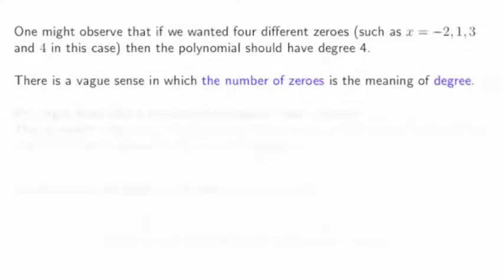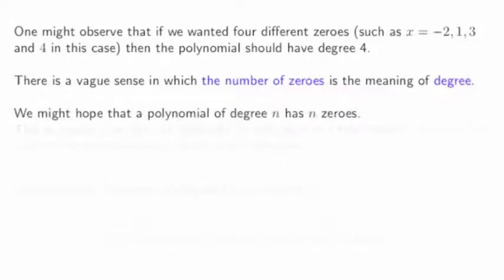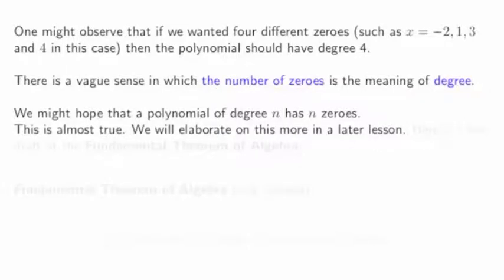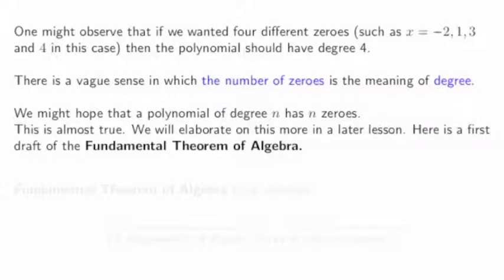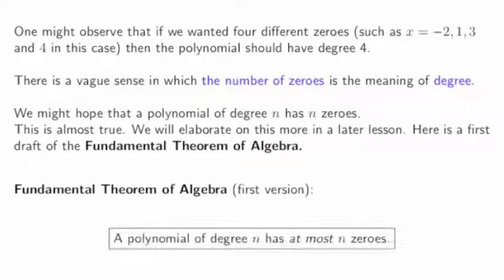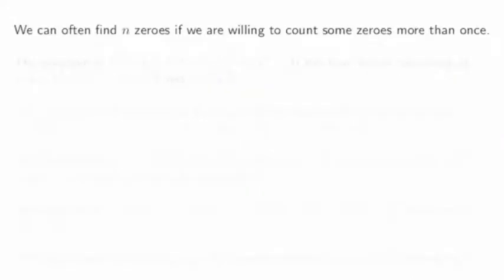There is a vague sense in which the number of zeros is the meaning of degree. We might hope that a polynomial of degree n has n zeros. This is almost true. We will elaborate on this more in a later lesson, but here is the first draft of the fundamental theorem of algebra. A polynomial of degree n has, at most, n zeros. We can often find n zeros if we're willing to count some zeros more than once.